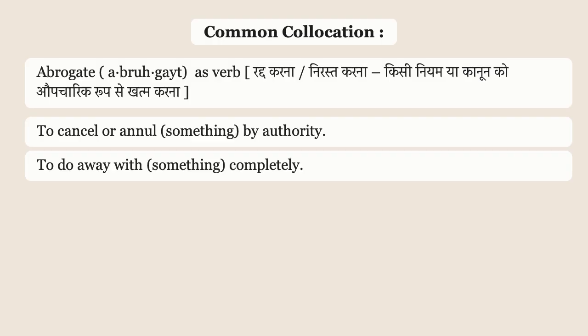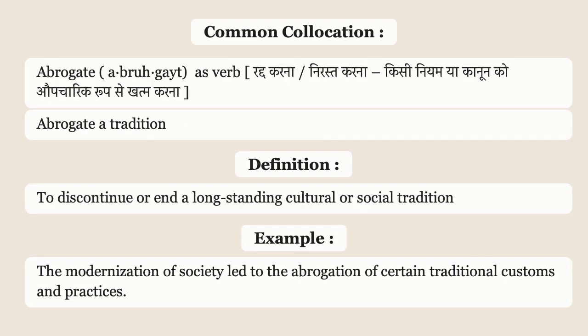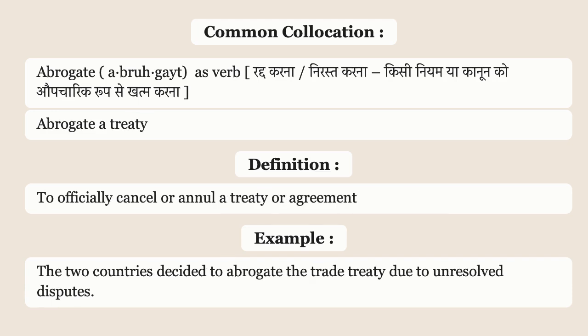Here are some useful collocations of abrogate. Abrogate a tradition. Definition: to discontinue or end a long-standing cultural or social tradition. Examples: the modernization of society led to the abrogation of certain traditional customs and practices. Abrogate a treaty. Definition: to officially cancel or annul a treaty or agreement. Examples: the two countries decided to abrogate the trade treaty due to unresolved disputes.